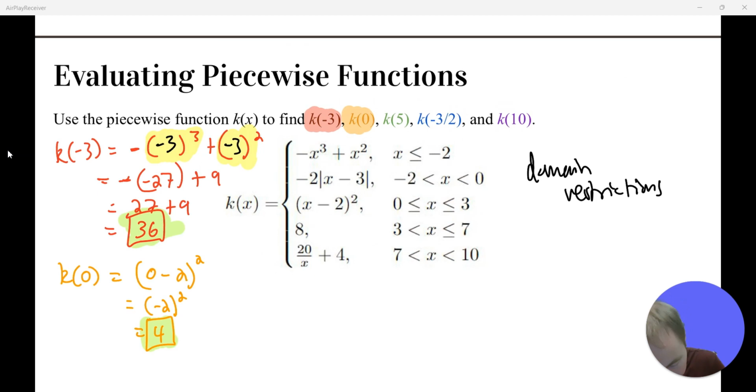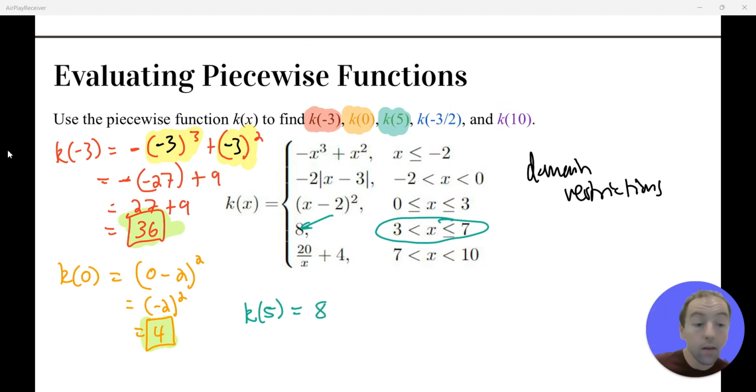Then jumping to the next one right here, where we have k of 5. Looking at our domain, it looks like 5 is going to fit in right between 3 and 7, right? So the rule we're going to use is 8. For that, if we plugged in 5, we're just going to get 8 as an answer, because there is no x that we're plugging 5 into. So it just turns out that 8 is always going to be your answer when you're plugging in numbers between 3 and 7, like you see right there. So that's it for that one. Not too much crazy work that needs to be done to get that answer of 8.